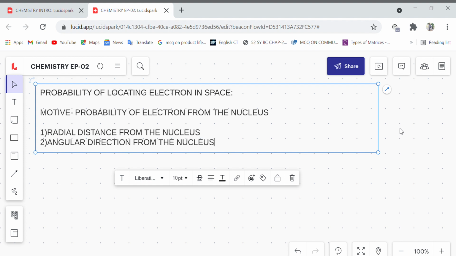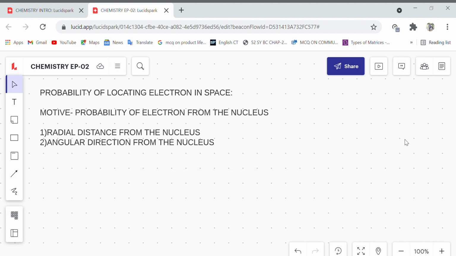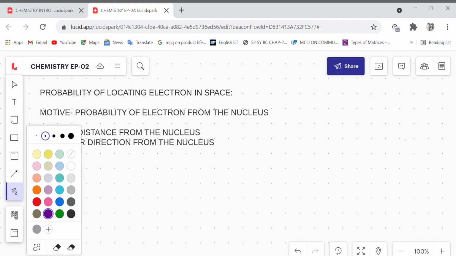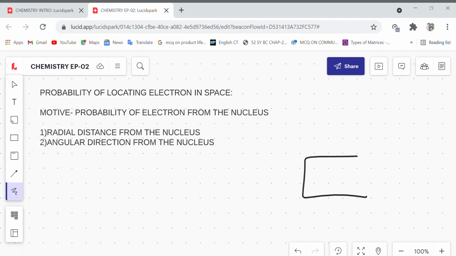So mainly we have to deal with these two factors. Now I will show you a diagram from where the understanding will be much clearer. Let's begin with the diagram part. I will use black color to draw the diagram. Two cubes, simple ones.